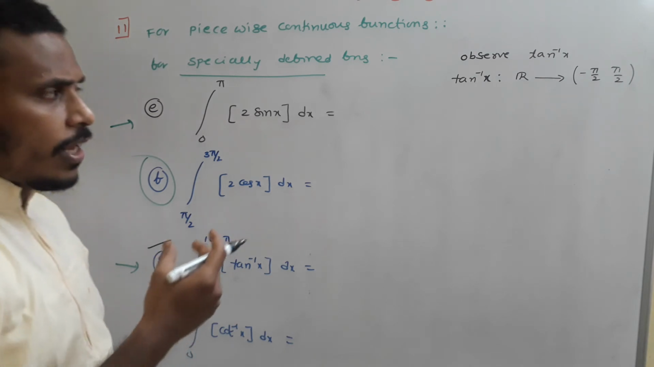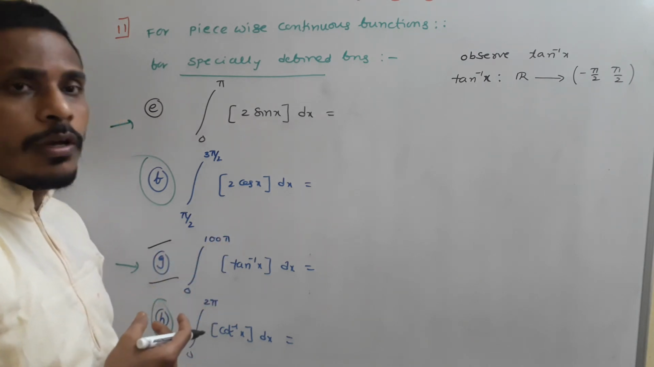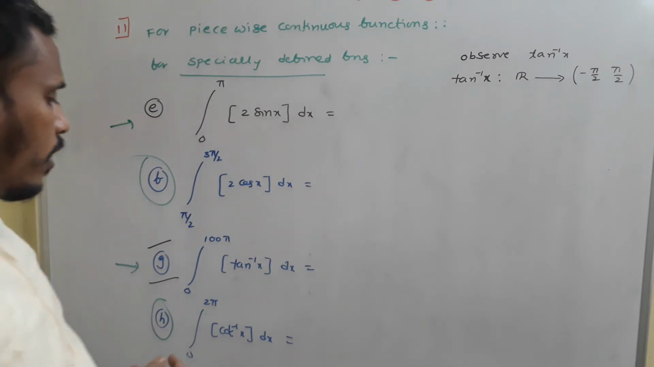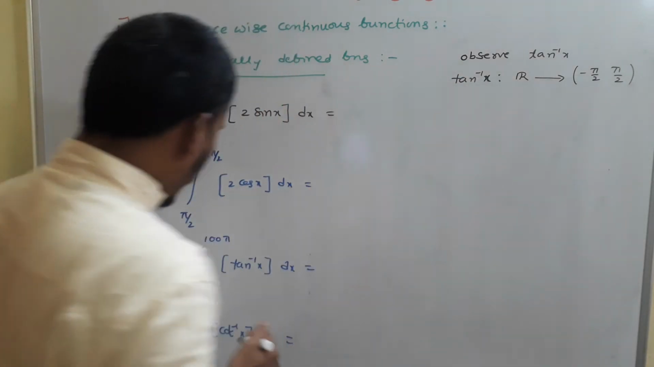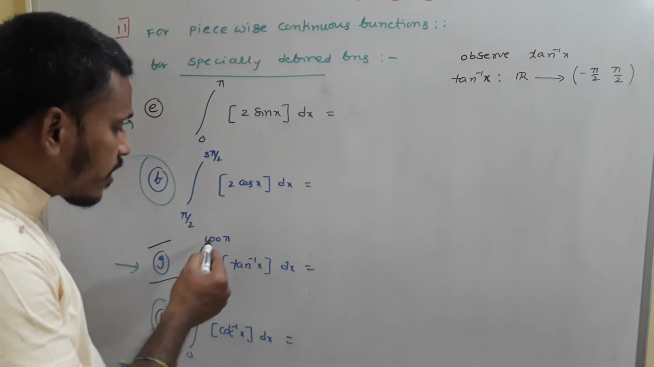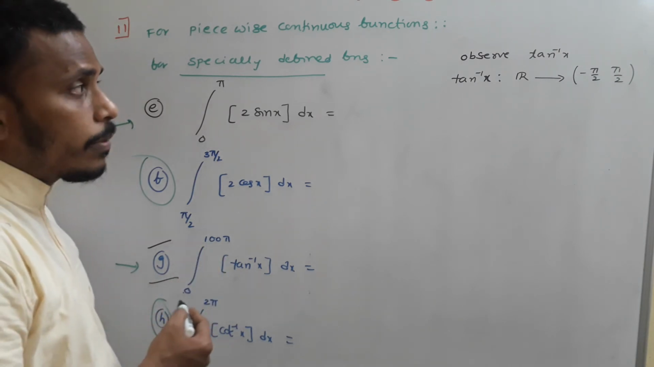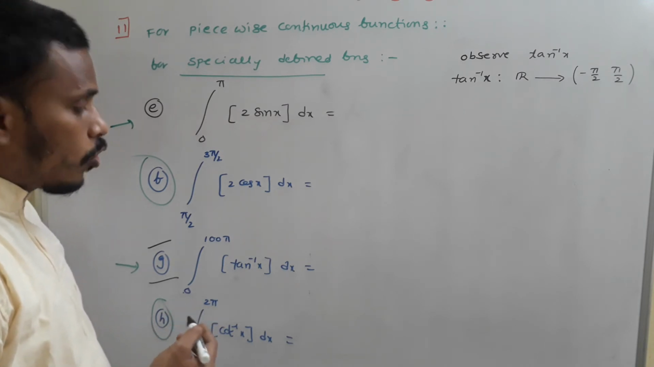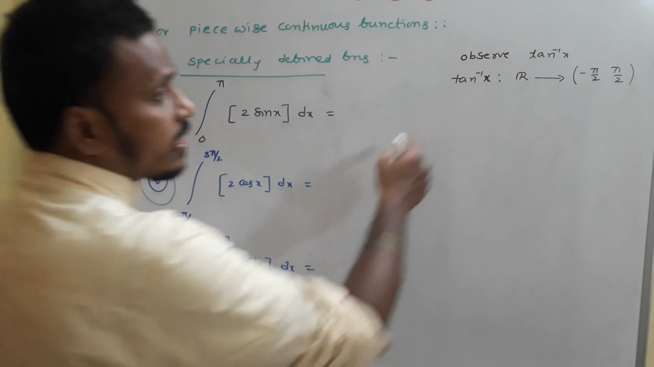Okay, so the range is simply what? Minus pi by 2 to pi by 2. Right, and that in particular depends upon the value of x. Here x is in between 0 to 100 pi. Since x is in between 0 to 100 pi, that means x is simply positive. Okay, and so the value of angle, here x is a real number.